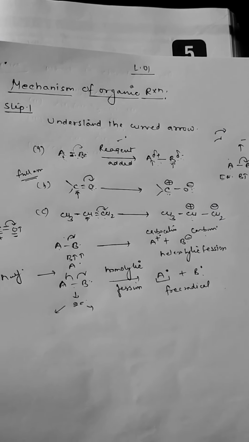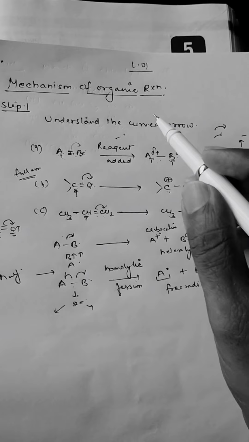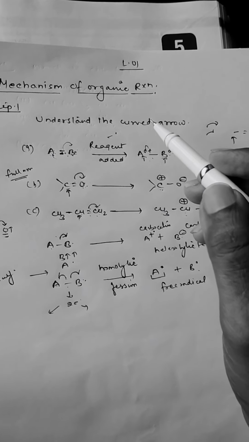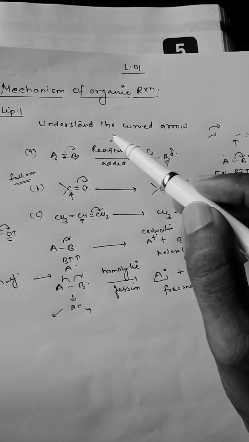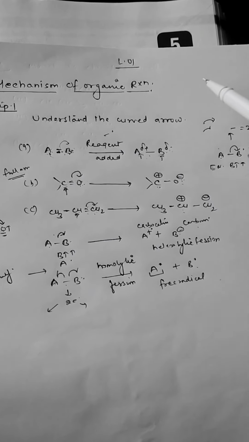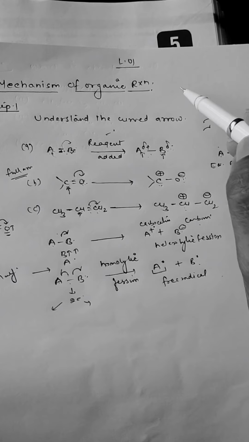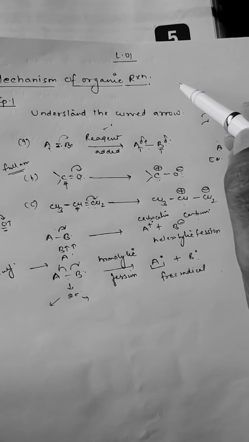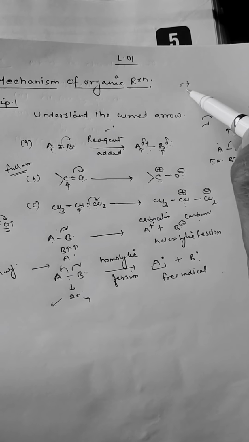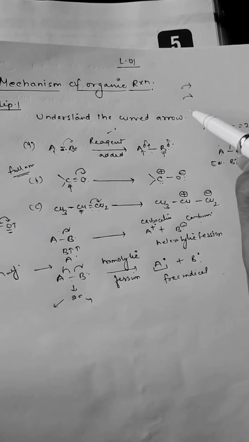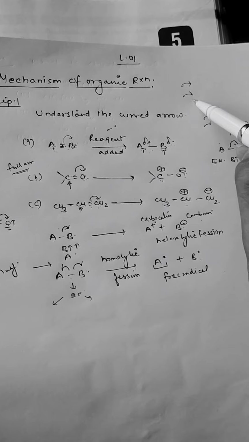Welcome to this lecture, and in this lecture we will discuss some basic concepts of organic chemistry. First of all, you can see that two types of arrows are used for understanding the organic mechanism. One is the full-headed arrow, represented by this one, and the other is the half-headed arrow, represented by this one.